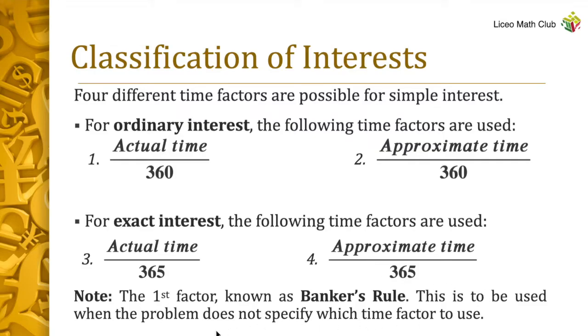So this is used when the problem does not specify which time factor to use. This is our default. If the problem gives us two dates, an origin date and a maturity date, and does not specify what to use, we will use actual time over 360. Okay, hopefully I got it.